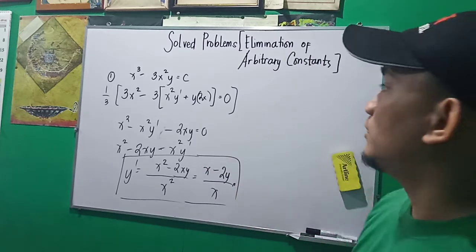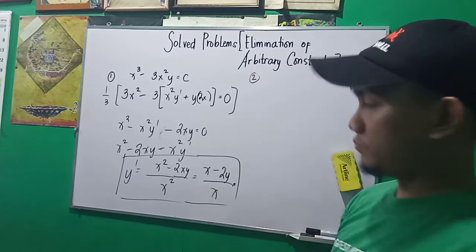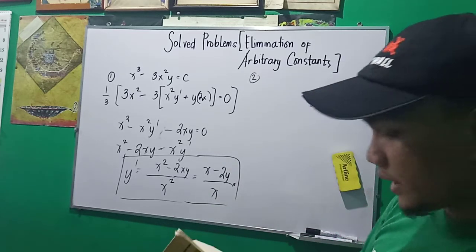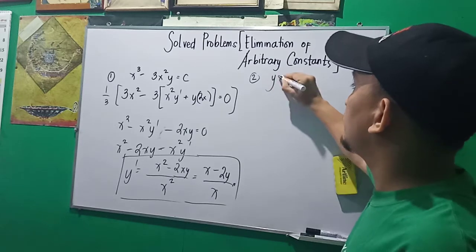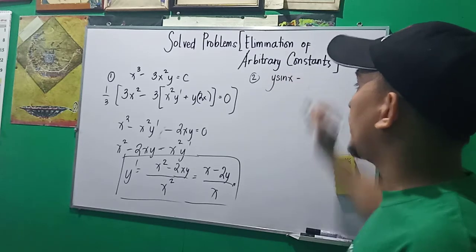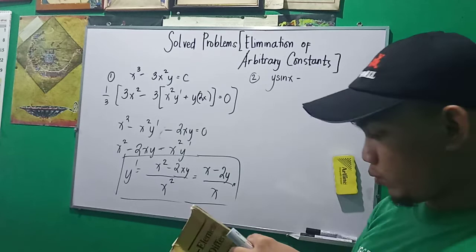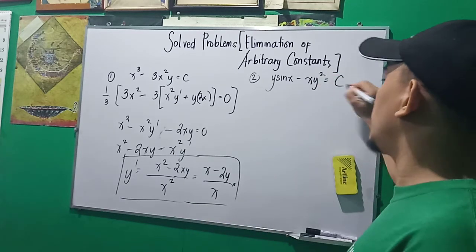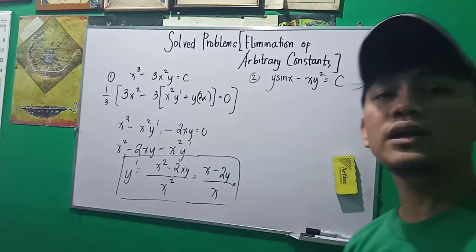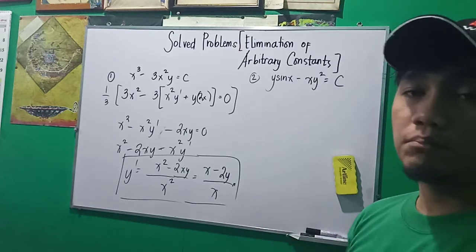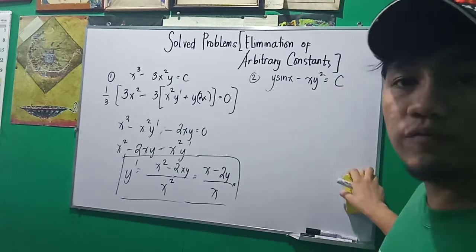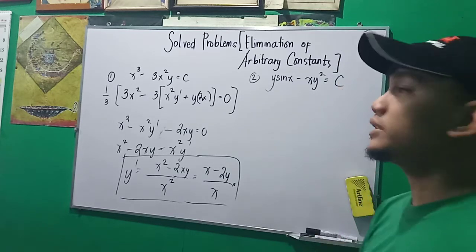Okay? Number 2. y sin x minus x y squared equals c. So, same step. Tingnan kung ilan yung constant, mga lodi. And then, differentiate kung gaano man karami yun. Dito, isa lang. Therefore, one time lang tayo magdi-differentiate.